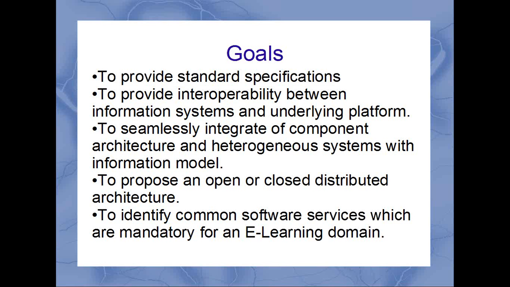Also, they should make provisions to be interoperable between the information systems and the underlying platform. Your platform could be anything, but the information you provide or the information you require from other systems should be globalized. Now, this should seamlessly integrate component architecture and the heterogeneous systems with the information model.